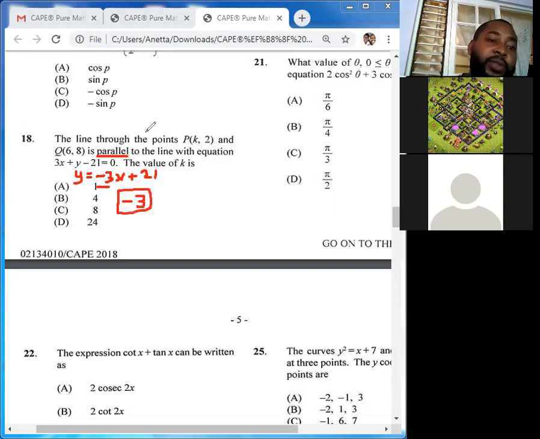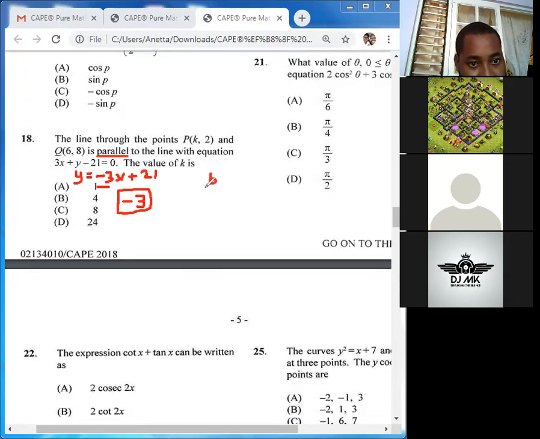Now, when we use these 2 points, the slope of this line through P and Q must have a slope of -3. So we just have to apply rise over run with this. So if we do the difference, 8 minus 2, that is 6, over, that's rise over run, 6 minus K. So 6 over 6 minus K must be equal to -3. That's what we're trying to solve.